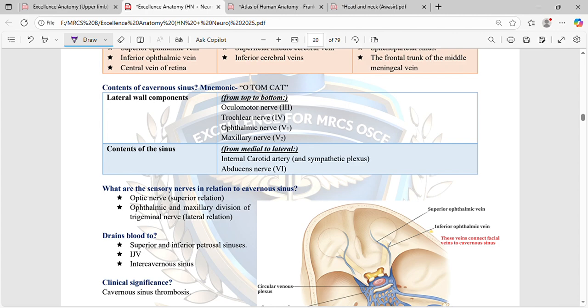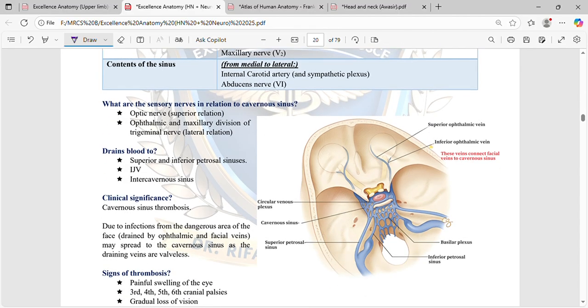What are the sensory nerves in relation to the cavernous sinus? The optic nerve in the superior relation, the ophthalmic and maxillary divisions of the trigeminal nerve, and the trigeminal nerve itself in the lower lateral relation. It drains blood into the superior and inferior petrosal sinuses, the internal jugular vein, and the intercavernous sinuses. Here we can clarify some of the concepts.